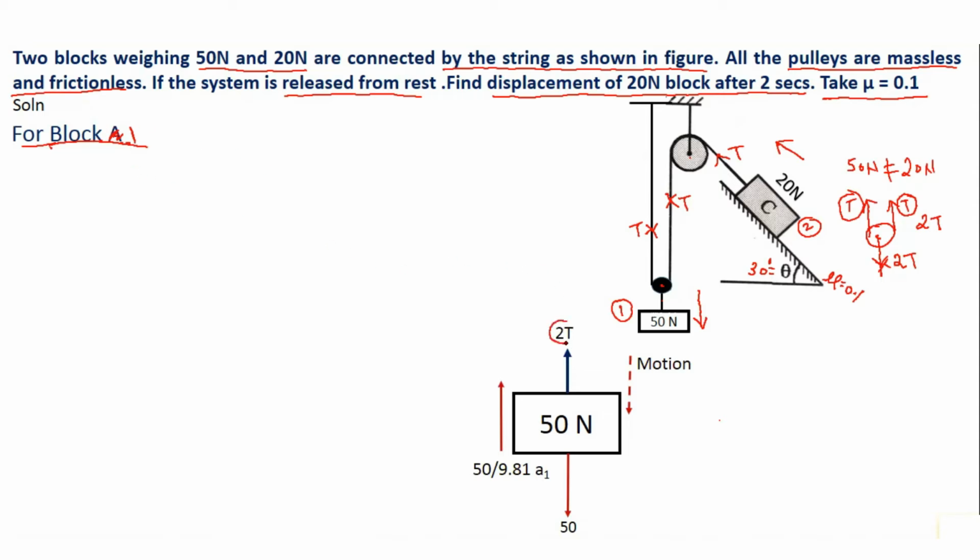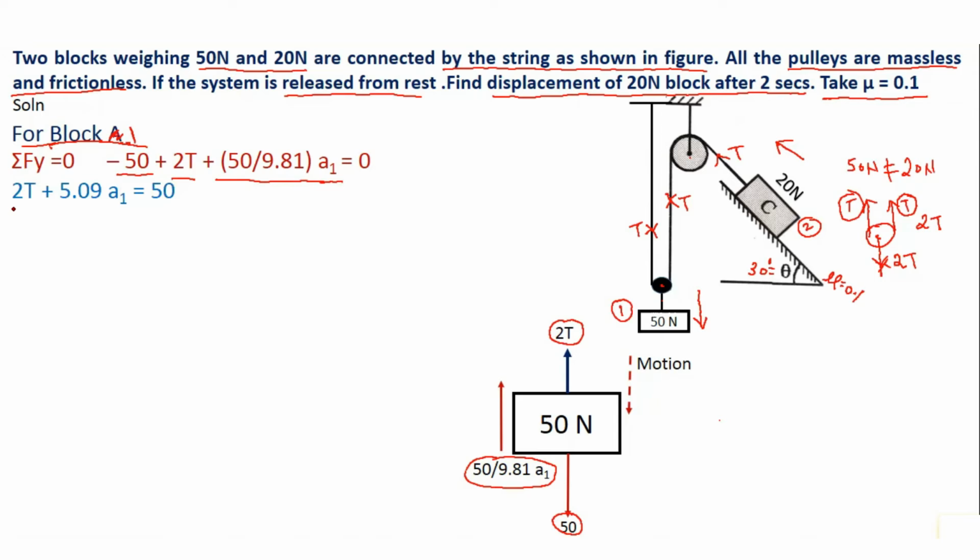There are three forces in the y direction: 2t, 50 divided by 9.81 A1, and this 50 as my self weight. So writing the equation of summation of Fy, I will get minus 50 plus 2t plus 50 divided by 9.81 A1 is equal to 0. Just rearranging the terms, I will get 2t plus 5.09 A1 is equal to 50. Let this be equation number 1.